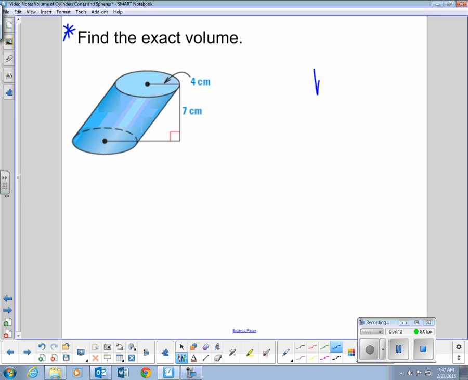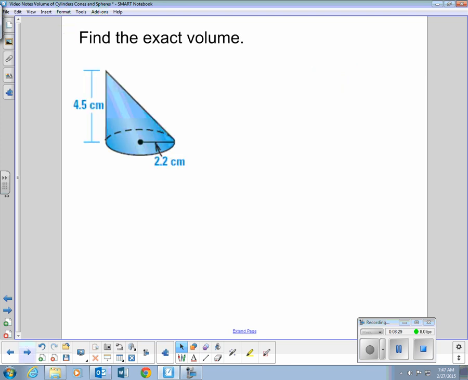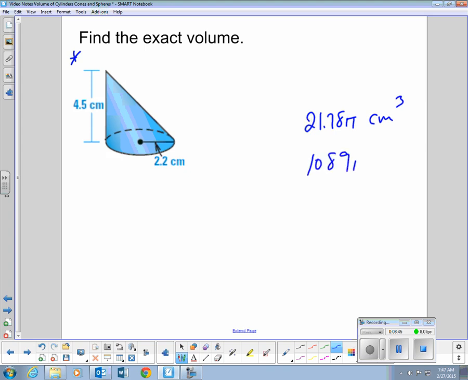All right, so once you're done with this, our volume is going to be pi r squared h. So our volume is going to equal here 112 pi centimeters cubed. Remember that the height of 7 is no longer the lateral edge for the cylinder. All right, here's another oblique one. So pause the video, work this one also. Okay, so for this one, I'll accept two different answers, 21.78 pi centimeters cubed, or as a fraction, 1089 pi over 50 centimeters cubed. Because the decimals are terminating, you can use them in this case.